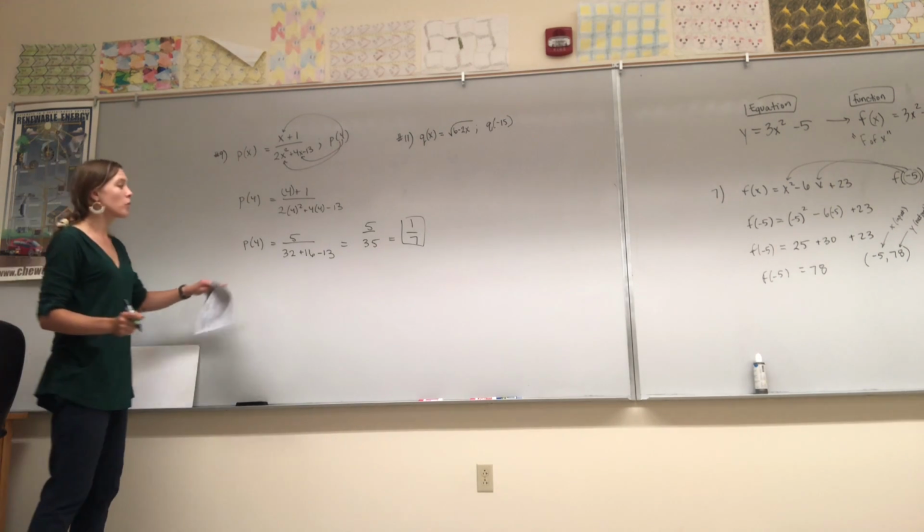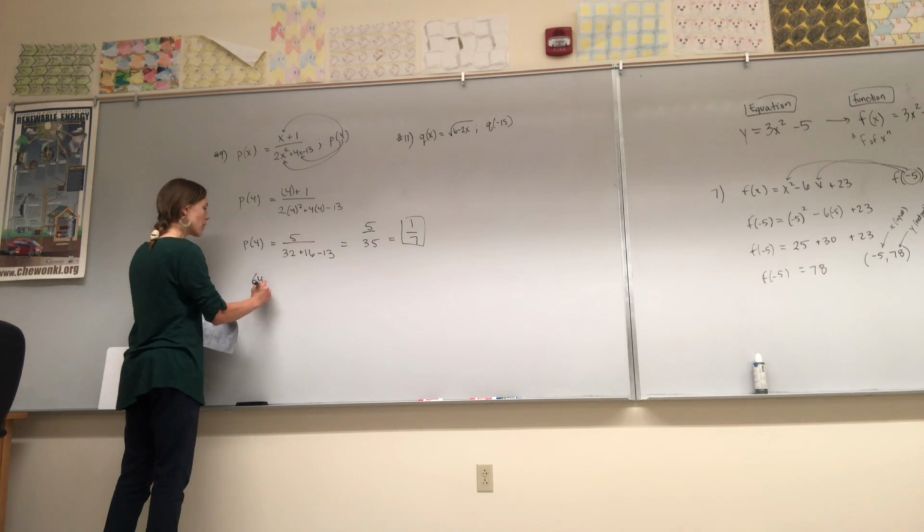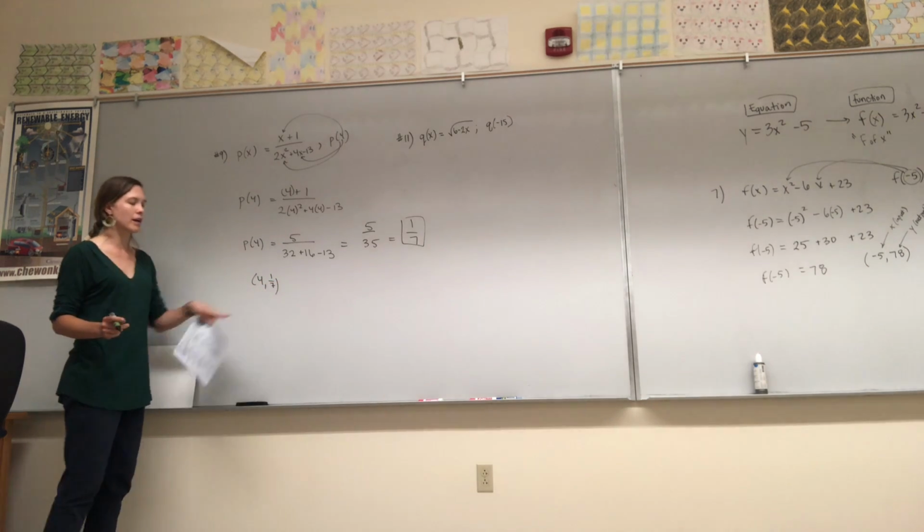So what would be my x coordinate for this? 4. What would be my y coordinate? 1 over 7. Nice. So when x equals 4, y equals 1 over 7.